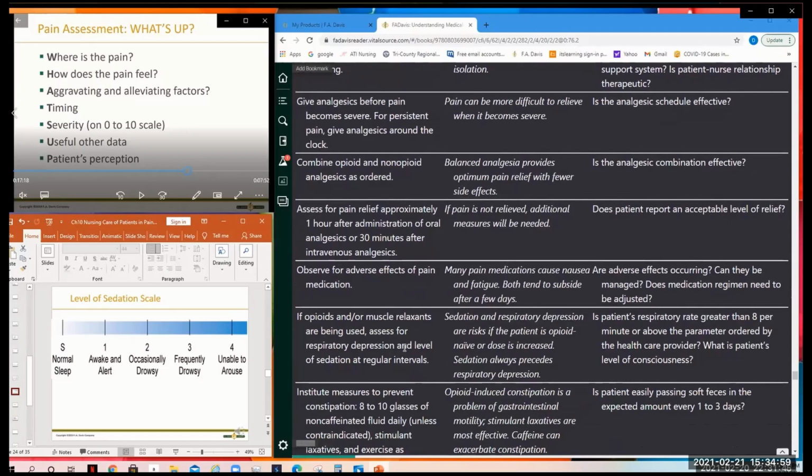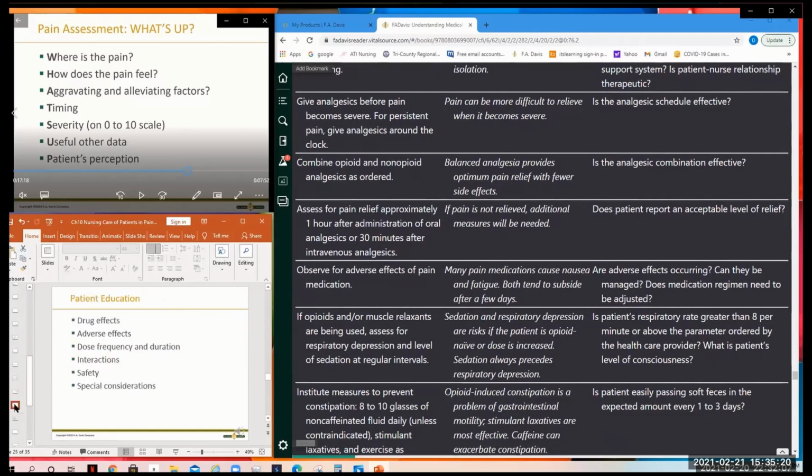Assess pain relief approximately 1 hour after administration of oral analgesics or 30 minutes after intravenous analgesics. If pain is not relieved, additional measures will be needed. Does the patient report an acceptable level of relief?